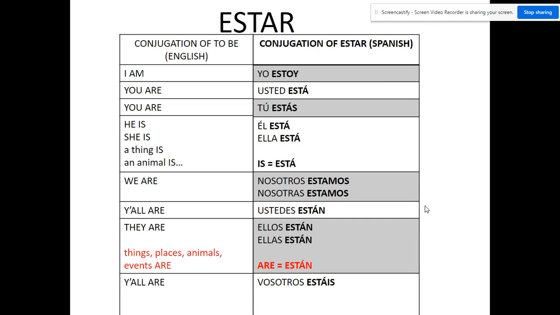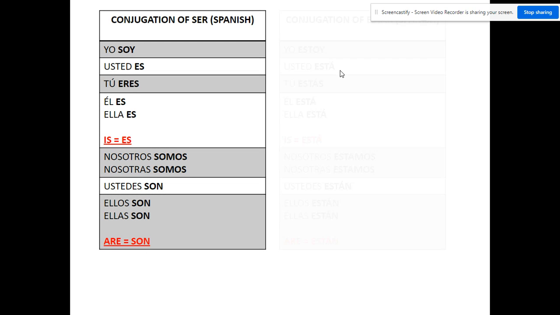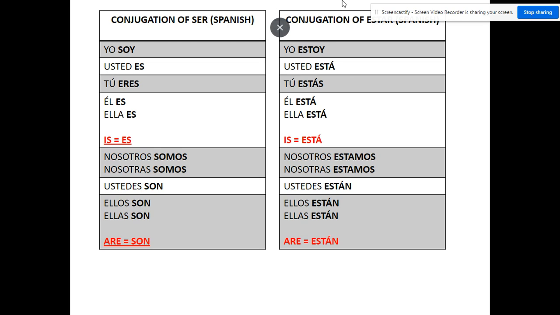Here you can see that I am, you are, he, she is, they are. They all have a different conjugation. So, I am could be yo soy or it could be yo estoy. Either one. And here is where you are going to use the acronym that we did in class. So, check the acronym.